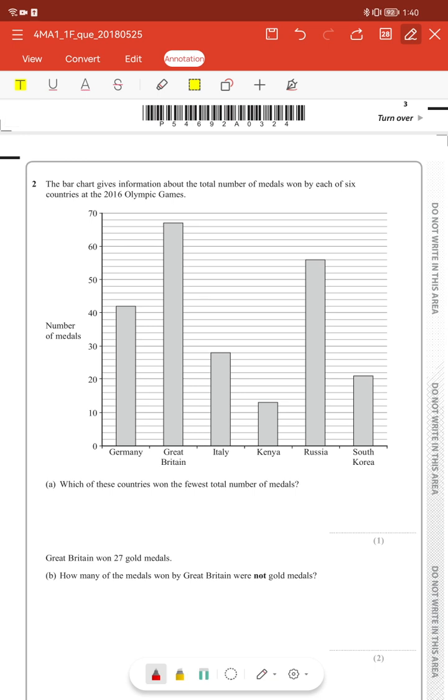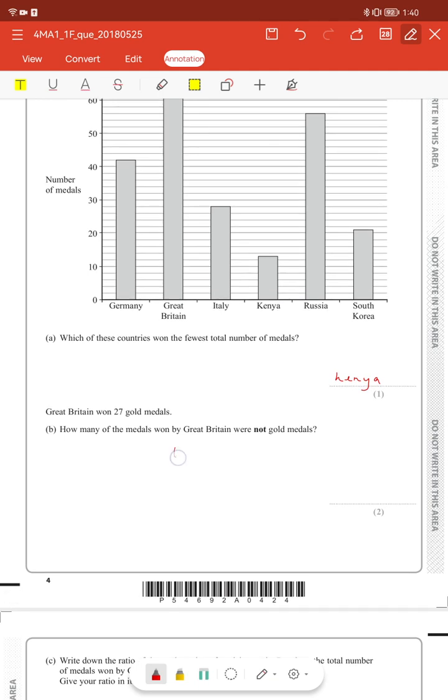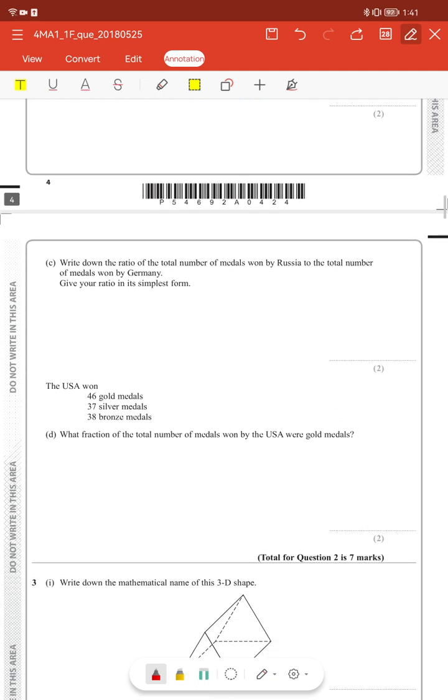Here it gives us a bar chart. Which country has won the fewest number of medals? So the fewest is obviously the one that has the least, which is going to be Kenya. Great Britain won 27 golds. How many were not gold? So look at how many Great Britain won. So that'd be 62, 64, 66, 67. So they won 67 in total. So minus the 27, which means 40 of them were not gold medals.